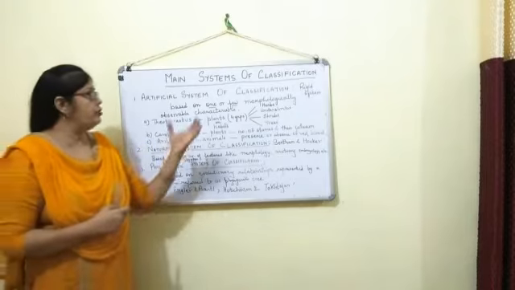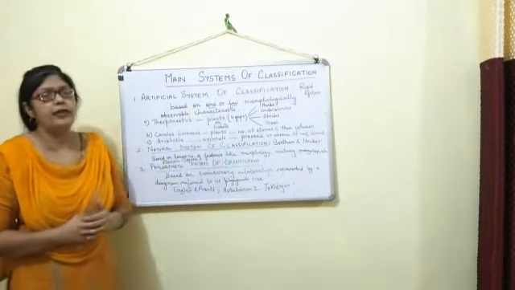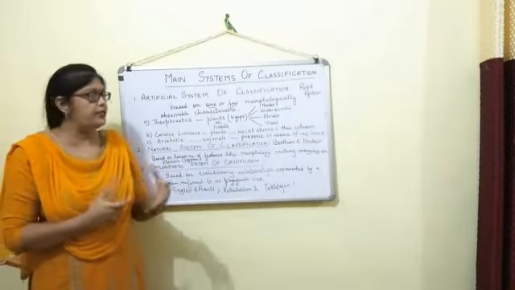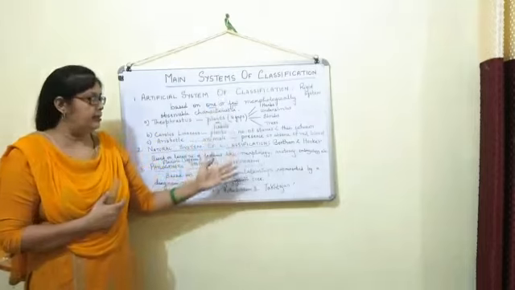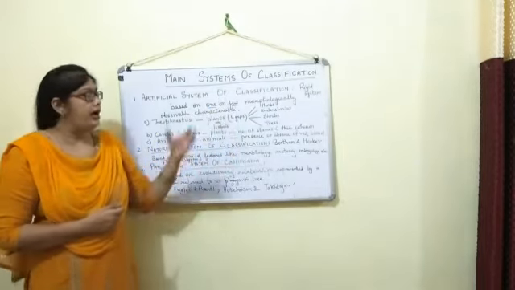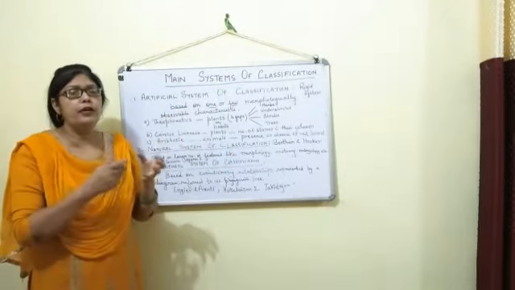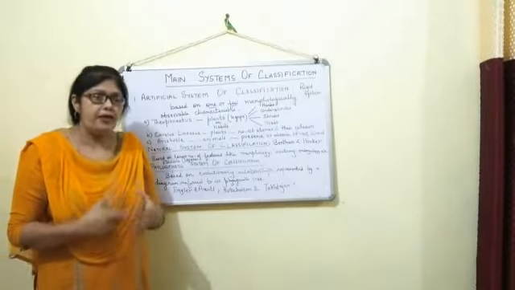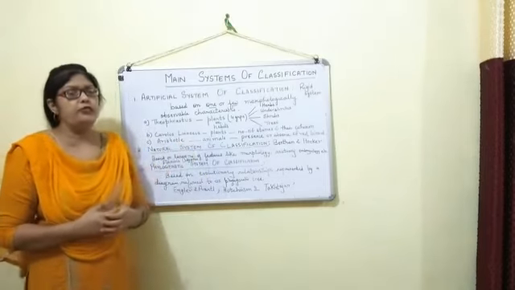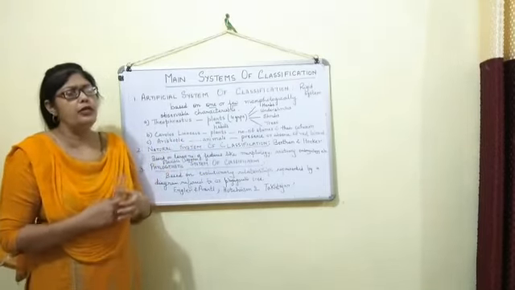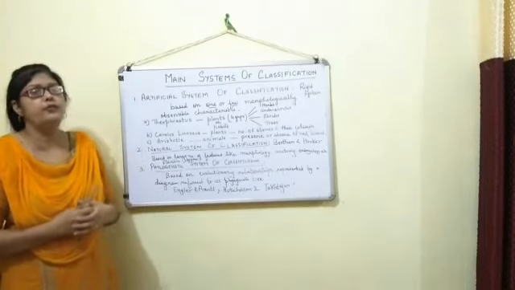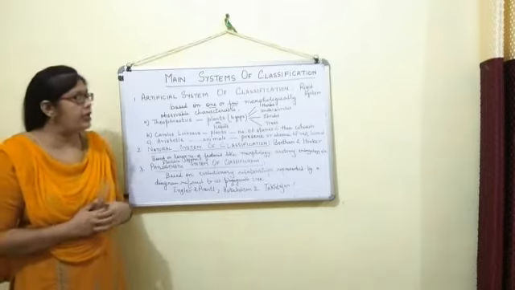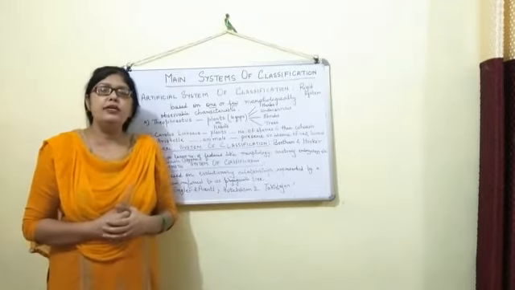Now, if we go into the artificial and the natural system of classification, we find two major differences among them. First, that this was very rigid, and the natural system was very flexible. The artificial system took into account only one or few morphologically observable characteristics, whereas the natural system of classification took into account a large number of morphologically observable characteristics. So with this, we complete our chapter, The Living World.